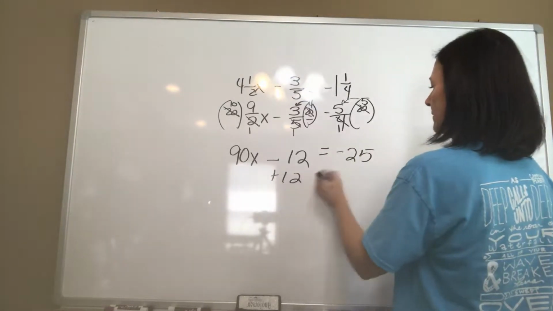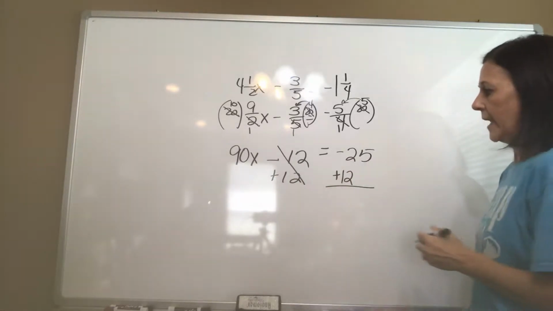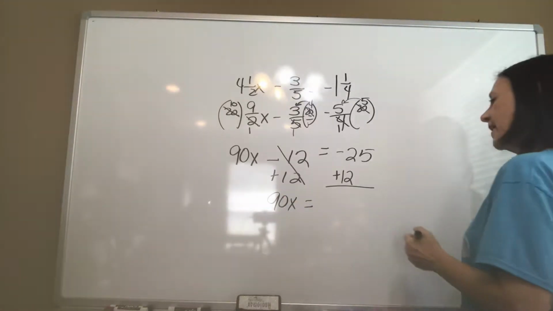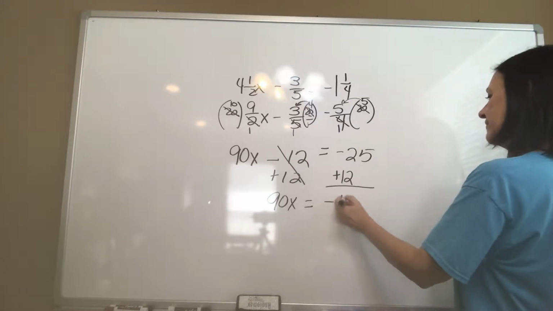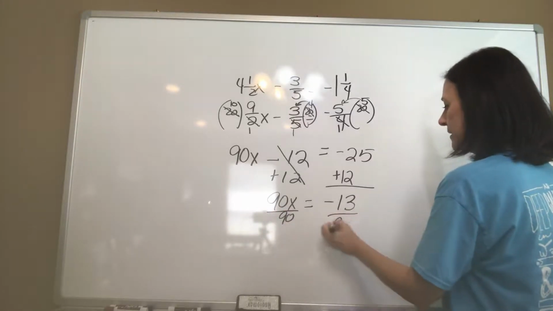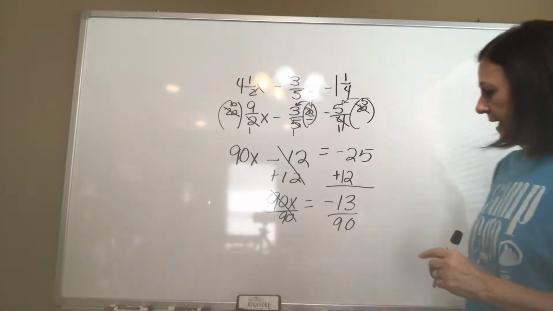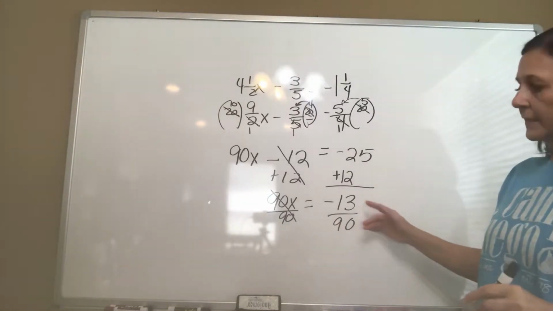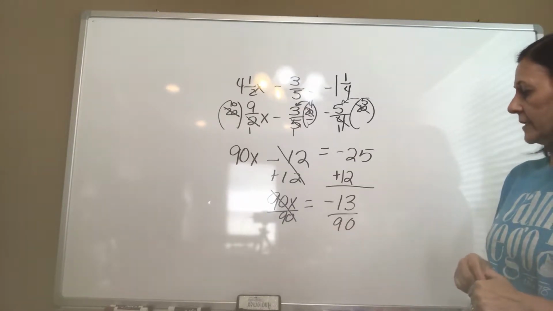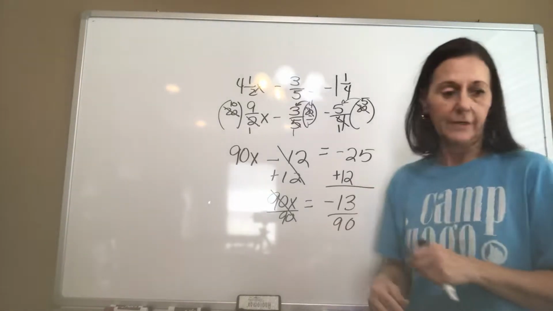I add 12 to both sides, leaving my x value on the left-hand side. Negative 25 plus 12 is negative 13. Then I divide by 90 on both sides. x equals negative 13 over 90. And then I ask myself, can I simplify? That is in its most simplified form, negative 13 over 90. And so you leave it there. All right, that's the easy one.